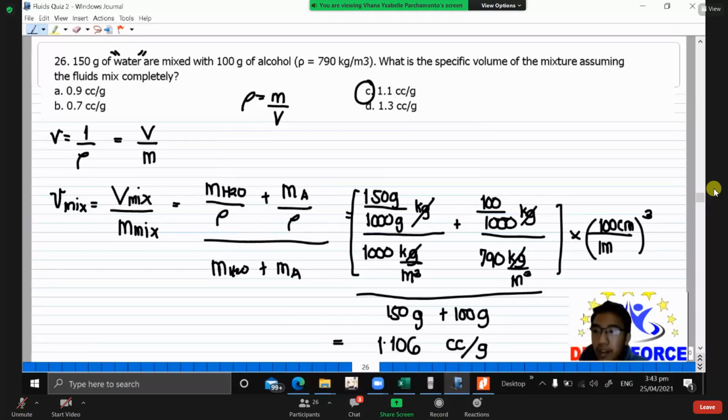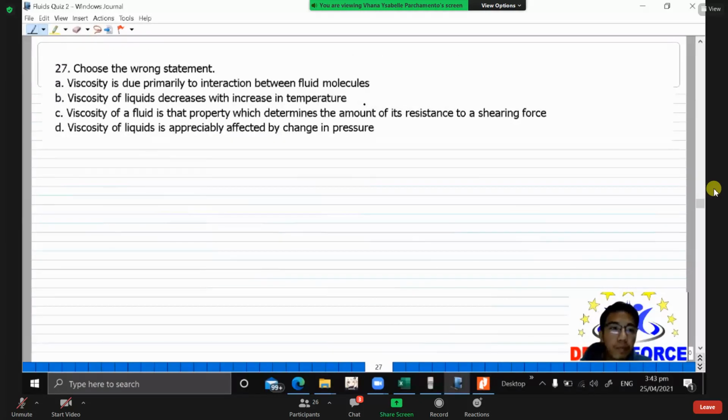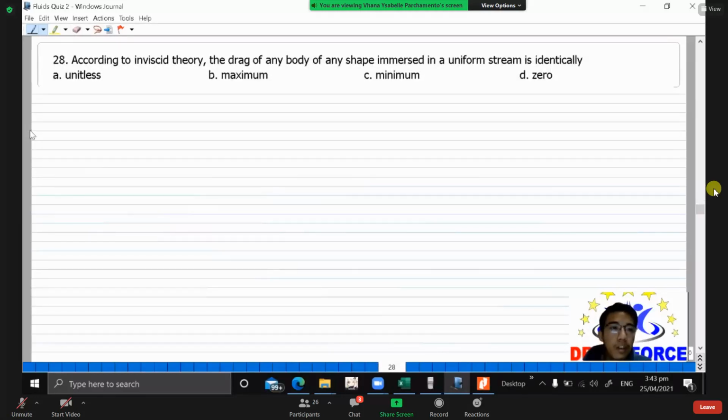Okay, next number tayo, number 27. Okay, choose the wrong statement. Answer here is letter C. Viscosity of a fluid is that a property which determines the amount of its resistance to shearing force. Okay, 28. According to inviscid theory, the drag of any body of any shape immersed in a uniform stream is identically 0. So letter D.